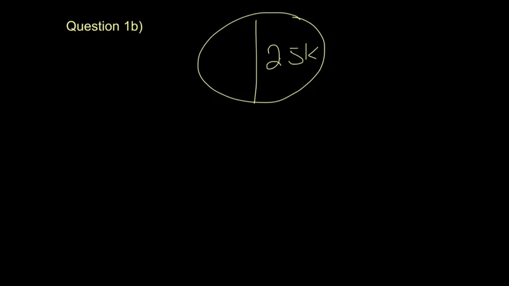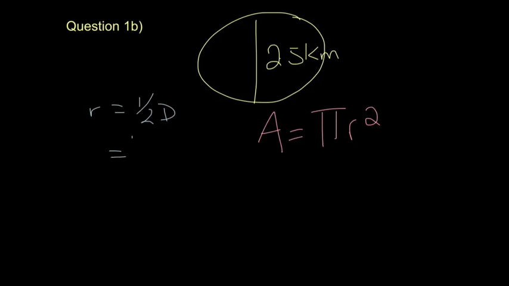We have, in question 1b, a circle which has a diameter of 2.5 kilometers. Now to work it out, we need to use this formula. The area equals pi r squared. Now, what's our radius? We know our diameter is 2.5 kilometers, but that's not our radius. How do we figure out our radius? Our radius is half of our diameter. So we need to take that 2.5 and halve it.